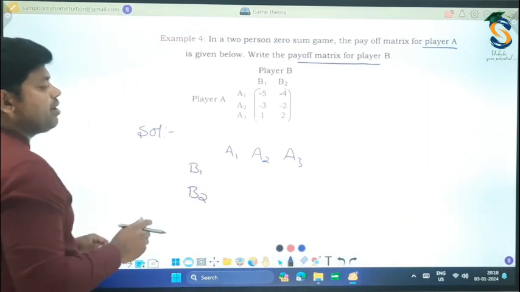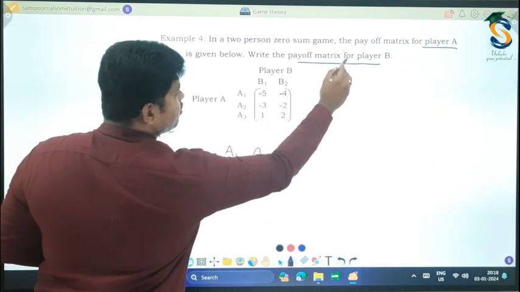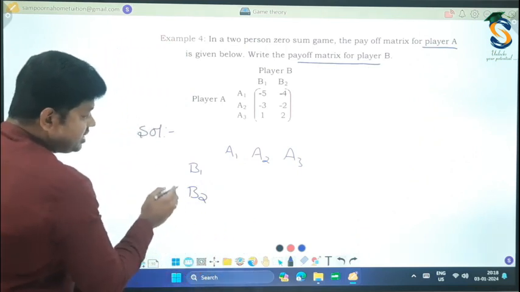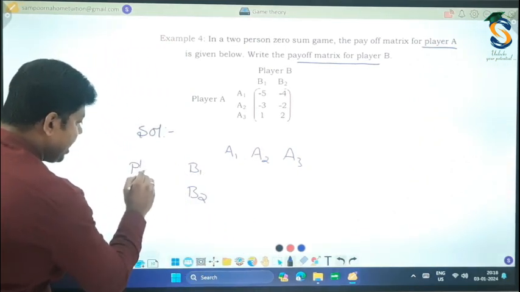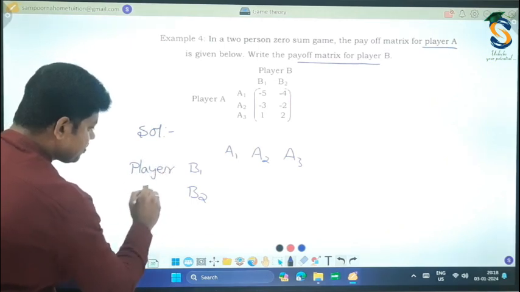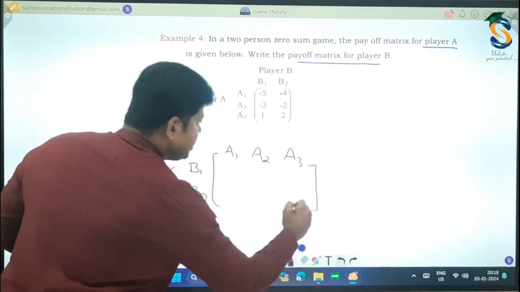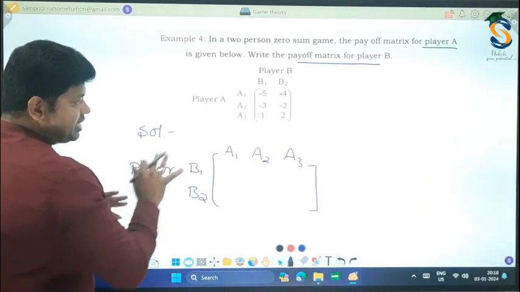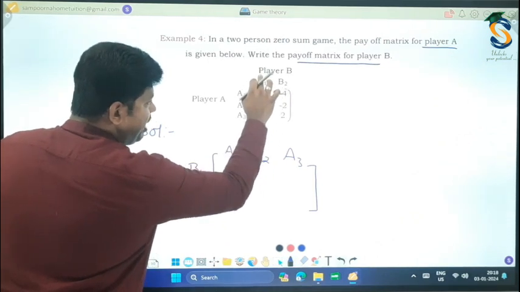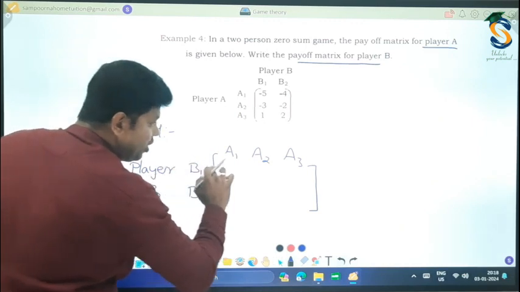The reason why I am writing this, because our job is to write down the payoff matrix for player B. Hence, player B should be in the row side. So this is player B. Okay. Now what next? I need to change all the columns into rows. Right? Very simple. So now column B1 is -5, -3, 1. I need to write it down row wise.